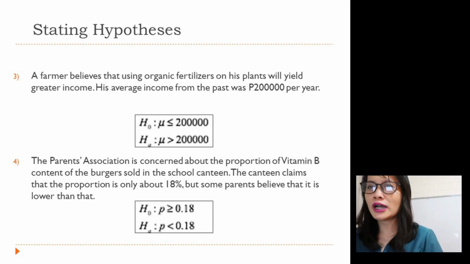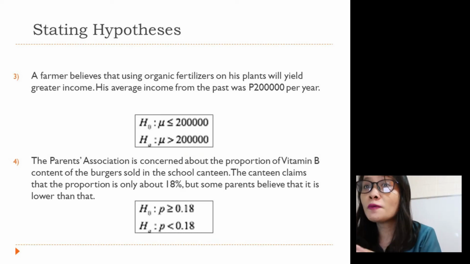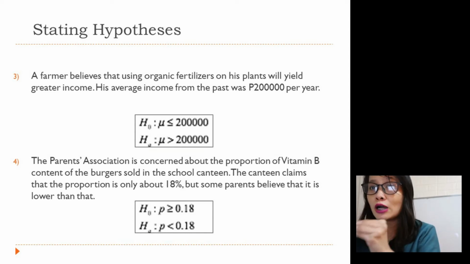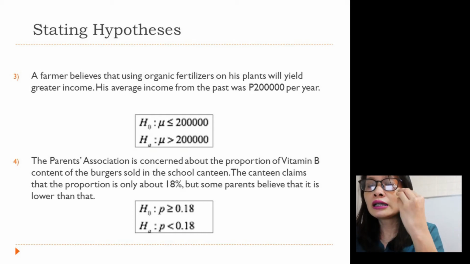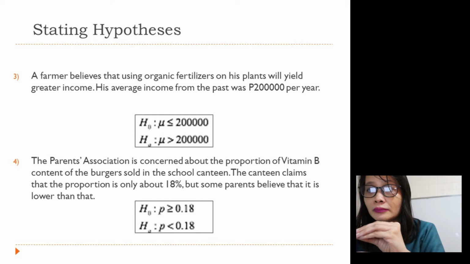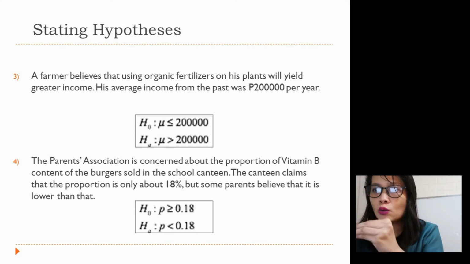Less than or equal. Why? Bakit ginamit yon? Because you're talking about yung past income, his average income from the past, okay? Kasi yung 200,000, it's not present. So yung 200,000, you are referring to the past. So that would be you're using less than equality or greater than equality. Okay? So your HO will be mu less than or equal to 200,000.